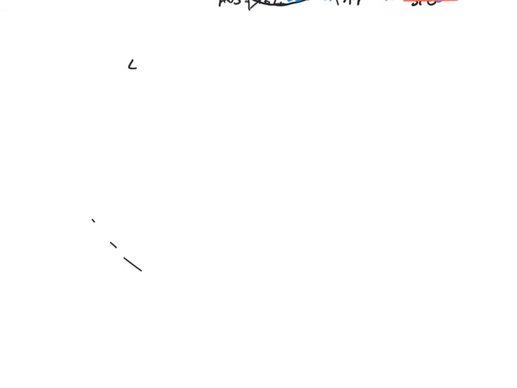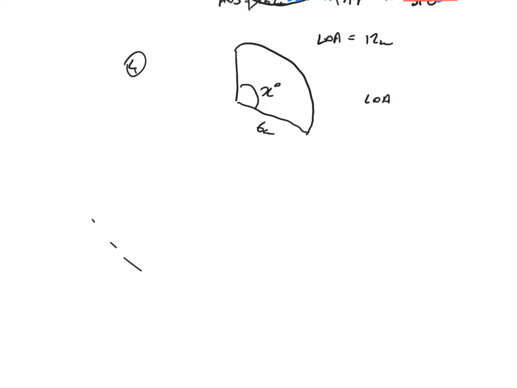Okay, one more. Let's go for this one. There's my sector. The angle inside is called x degrees. That's 6 centimetres for the radius. And this time I'm going to give you the length of the arc. The length of the arc is 12 centimetres. So remember that formula. This time it's going to be length of arc over pi d is equal to angle over 360.